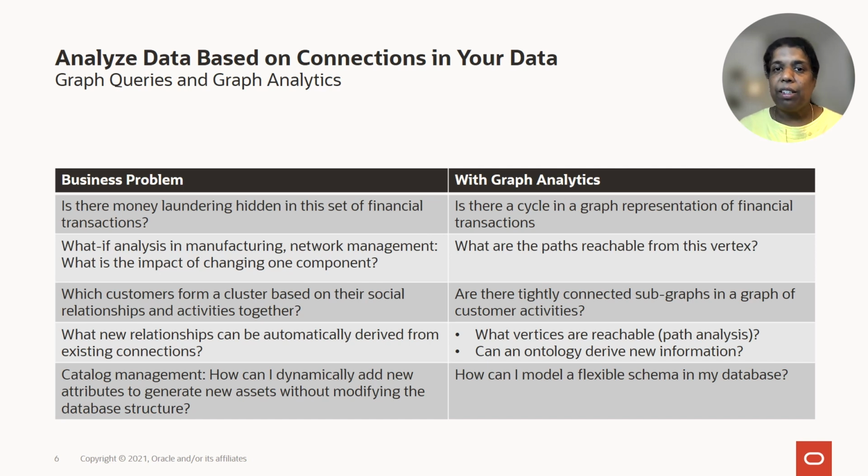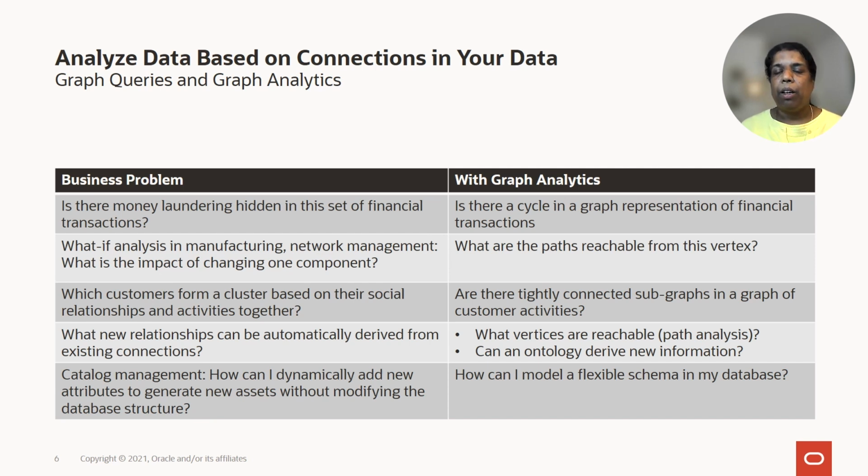Can I derive new relationships from existing connections? So you can do path analysis to derive new connections, to derive connections that would have been indirect without graph analysis. And you can also use ontology. So ontologies are a way to capture knowledge from a domain, and they're used by knowledge graphs to infer new information from existing data. And graphs also have a flexible schema.